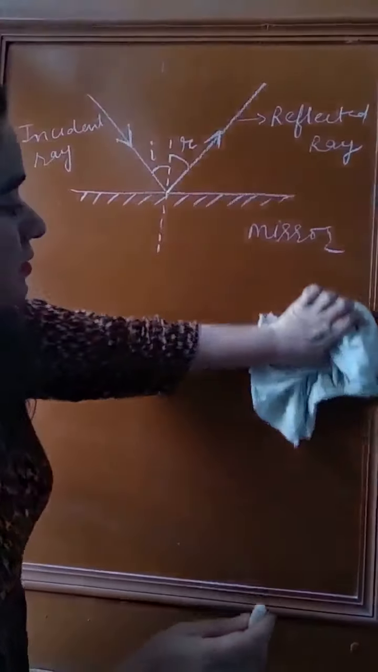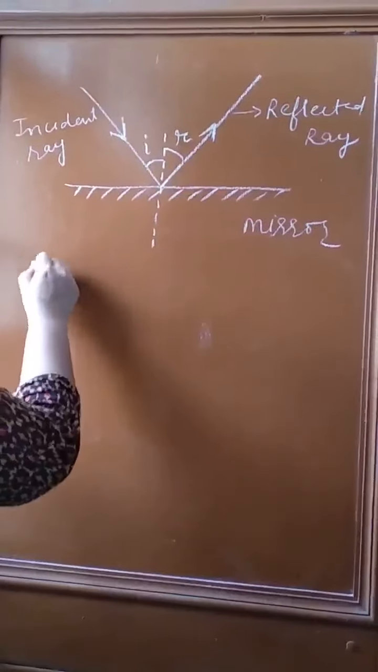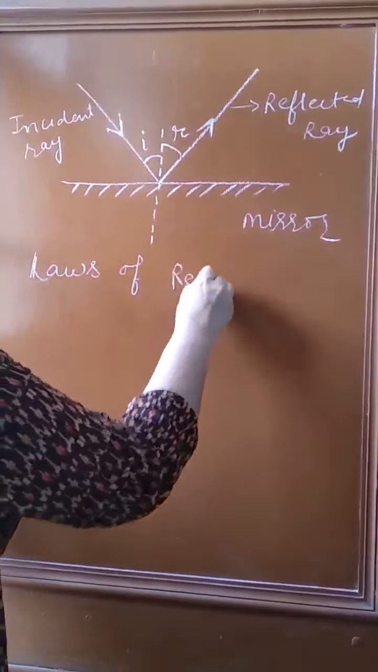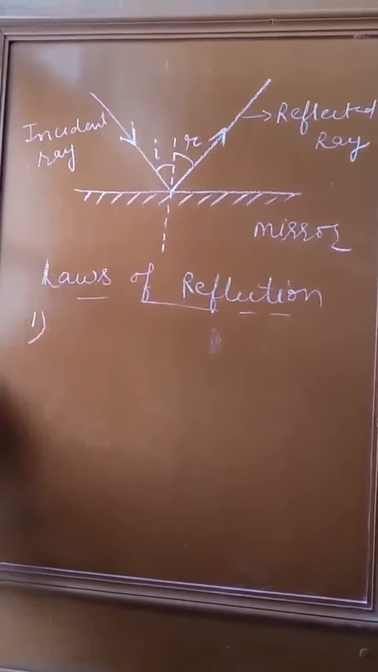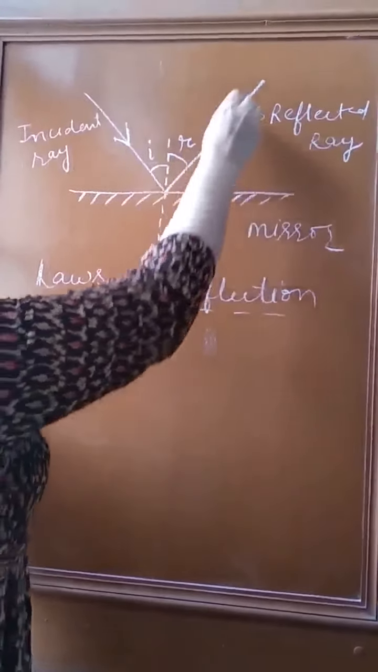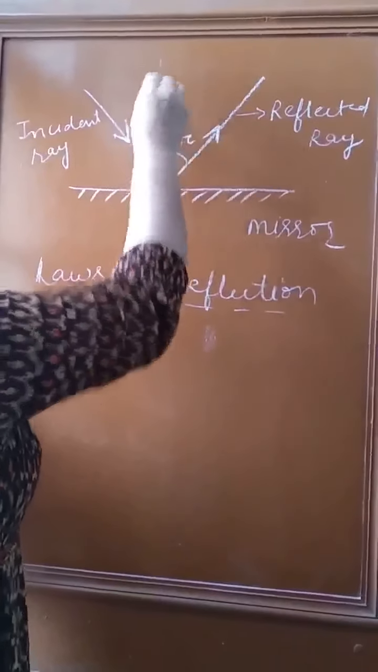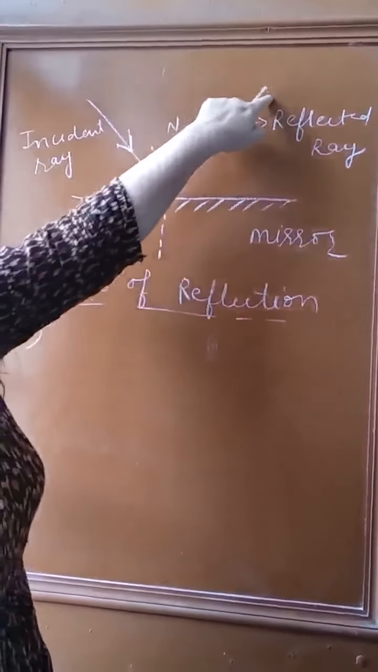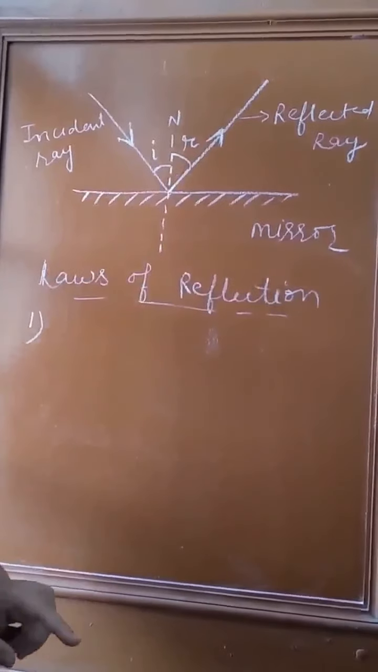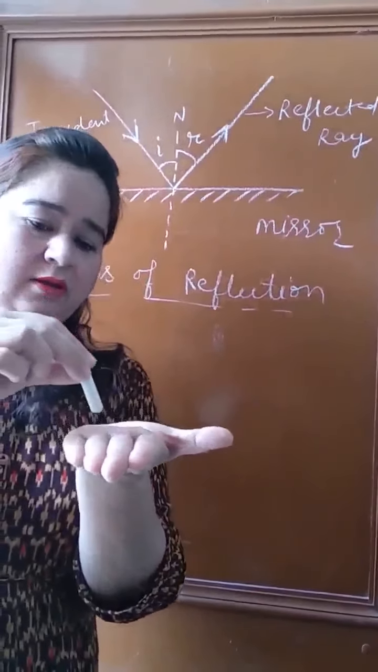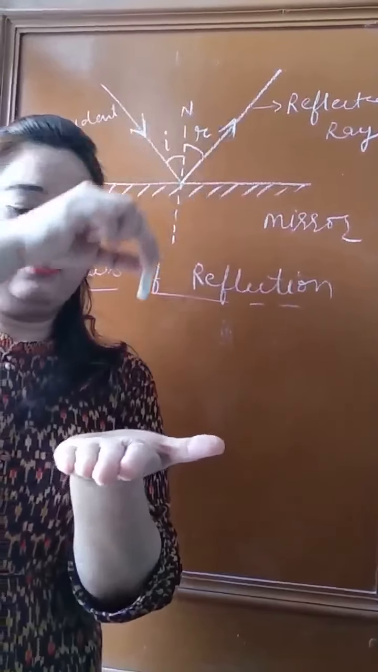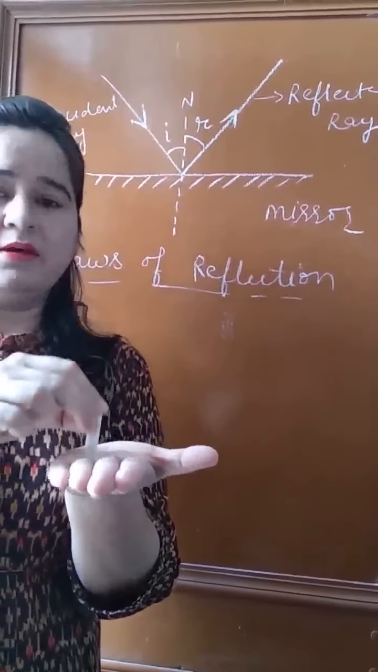Now, what are the laws of reflection? First law is the incident ray, the reflected ray, and the normal all lie in the same plane. Means when a ray is incident on this surface and reflected from this surface along this, and the normal, all lie in the same plane.